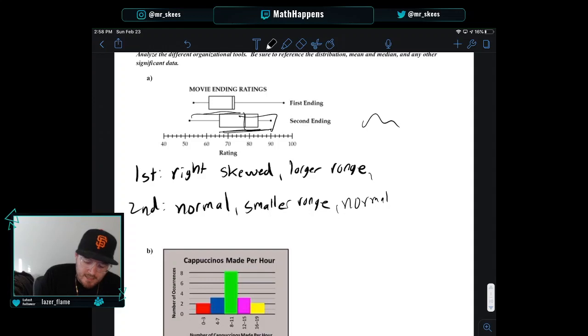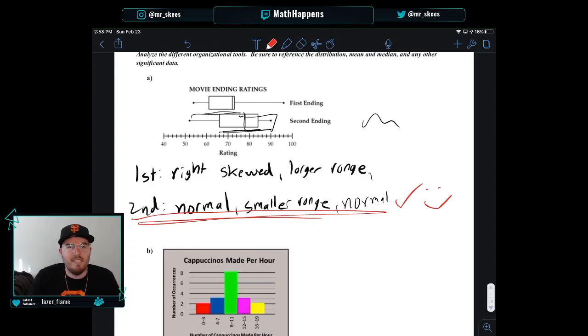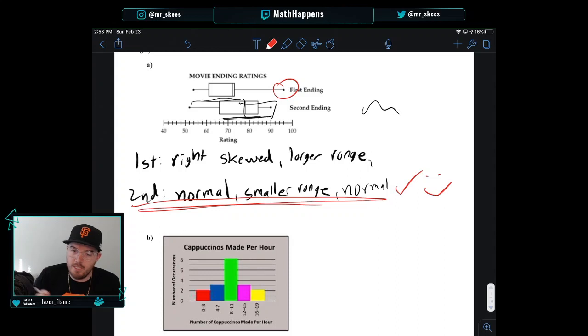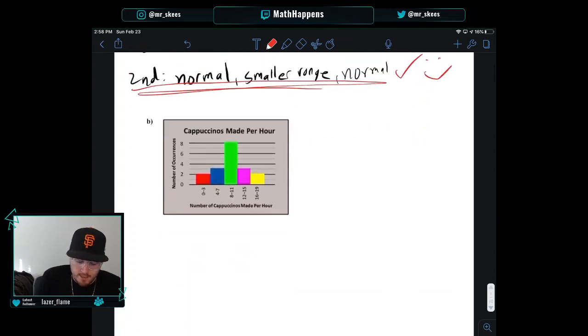And with that being said, I'd go with the second ending, right? I'd go with that one because it seems to be making more people happy. Despite someone giving it practically 100, I'd rather have a 90, and I'd rather have all of these people giving it a 75 and up than all of these people giving it a 70 and down. This here looks pretty normal.